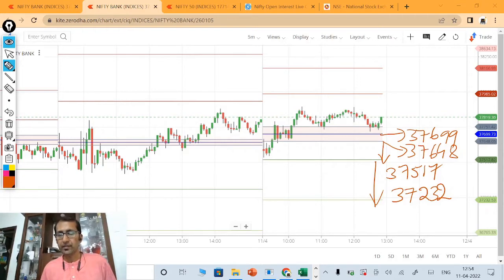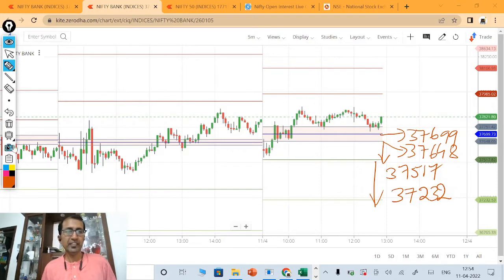So how should you position today? Since it is in a small trading range, it's better that you take a long position and wait for a target of 37,985. That is the first target. The second target is 38,166. So that is the Bank Nifty for you today.